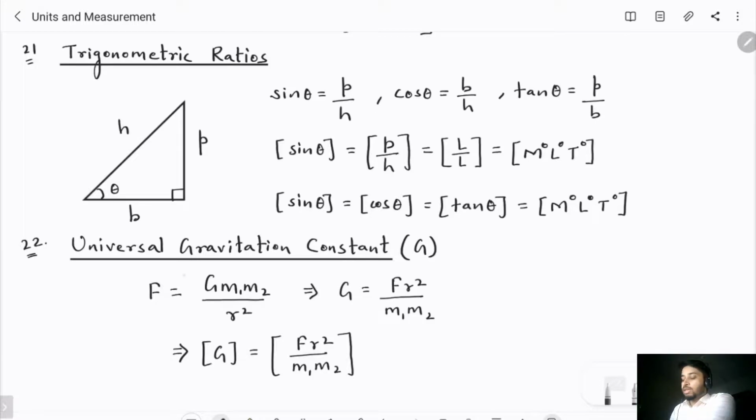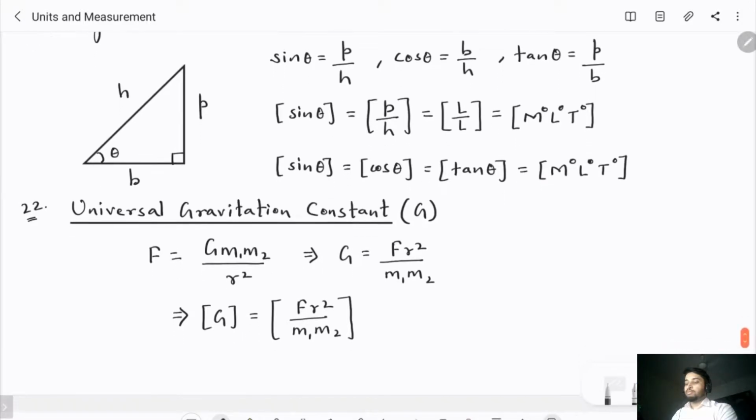Let us understand this formula a bit. The gravitational force between two point masses m1 and m2 separated by a distance r is given by this formula. Here capital G is the universal gravitation constant.